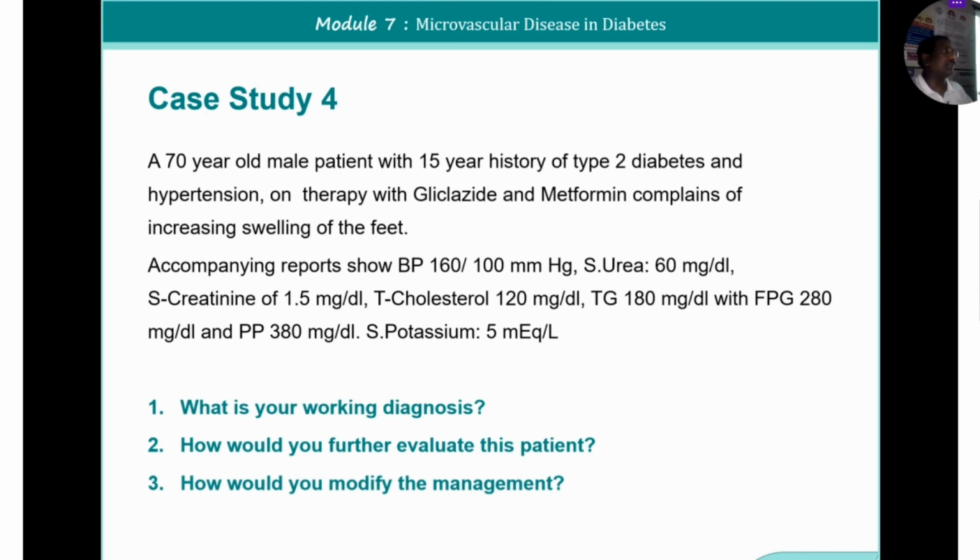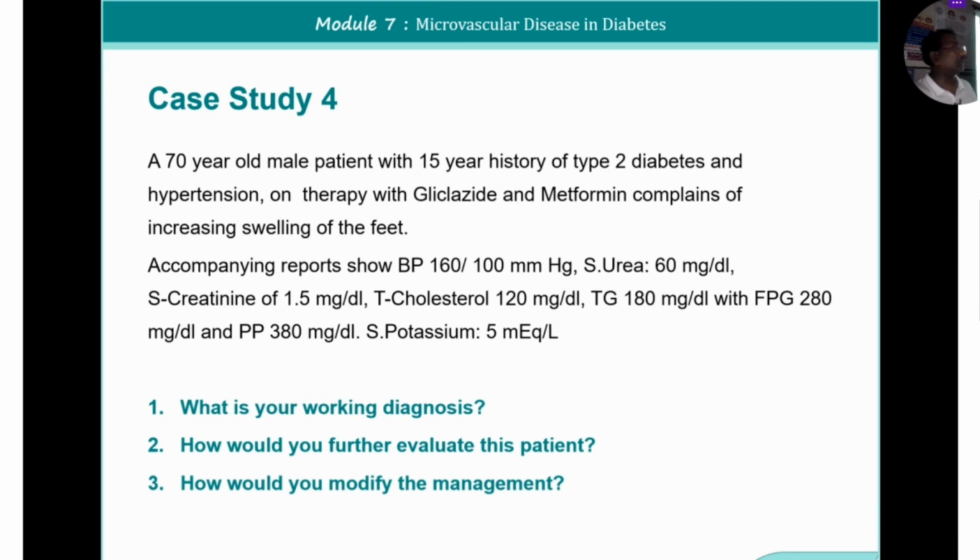Don't use sulfonylureas here. Don't use thiazolidinediones here. Don't use the gliptins here. SGLT inhibitors also, uncontrolled diabetes means not ideal. So preferably insulin here. For the diabetes, for hypertension control, 160 by 100. Potassium is already 5, upper normal. So use with caution, ARB. Okay, and you can use the diuretic here, and you can use the calcium channel blocker, like amlodipine or cilnidipine here.